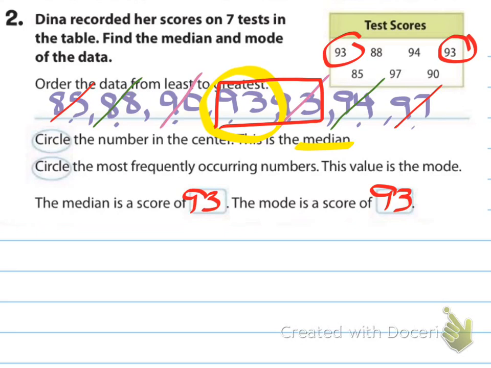When it shows up as more than one of the central tendencies, which is what mean, median, and mode are, they're called central tendencies, it's a pretty good indicator that it's a really good average.